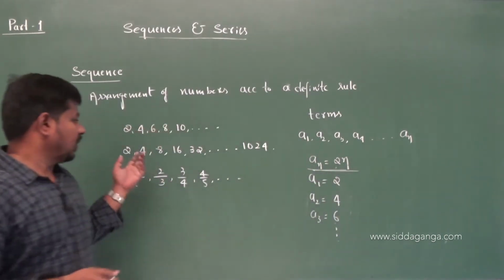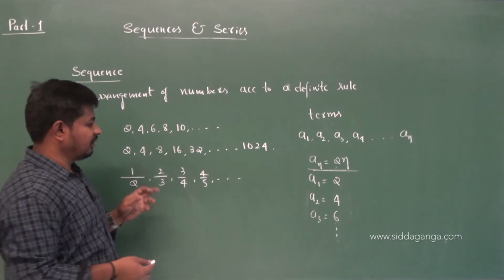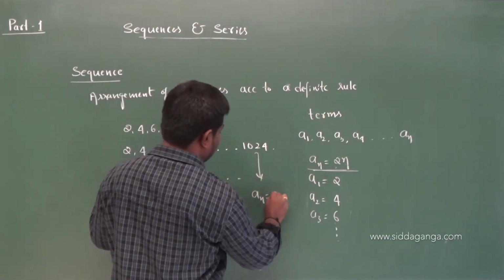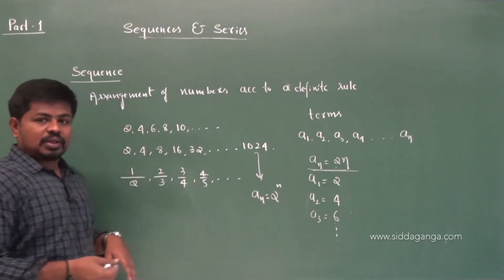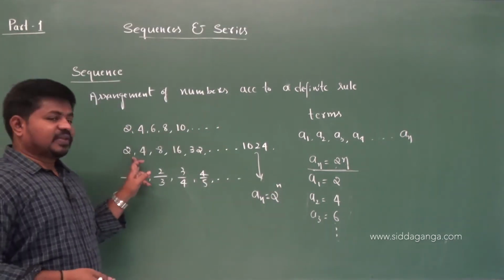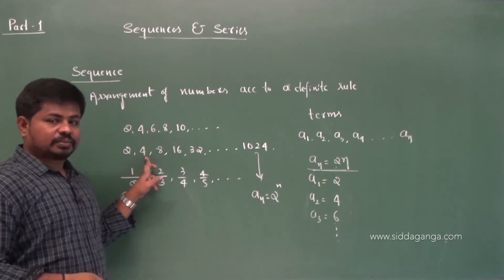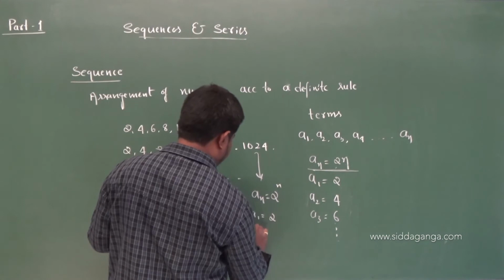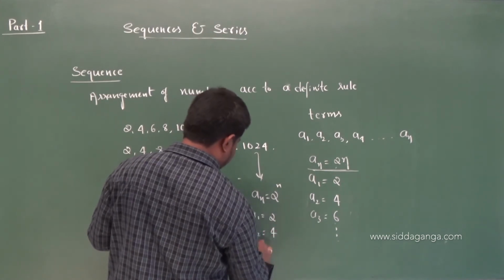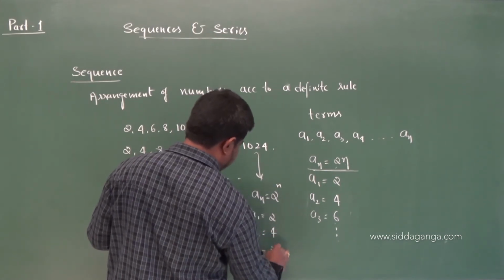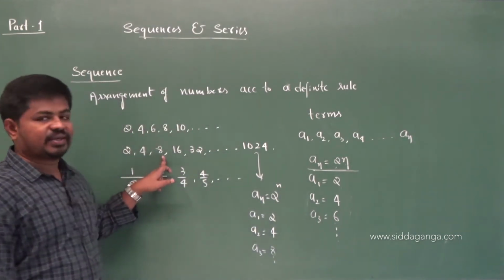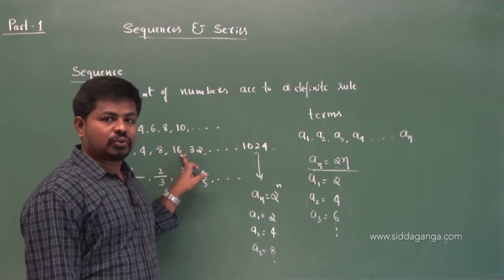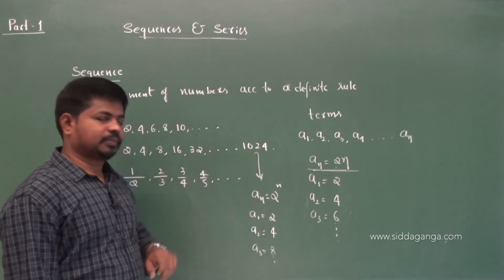In the same way, come to the second sequence. Here the nth term is 2 power of n, right? Because 2 power 1 gives the first term, 2 power of 2 gives the second term. So a1 is 2, a2 is 4, a3 is 8, that is 2 cube. 2 cube is 2 into 2 into 2, 2 multiplied 3 times, you get 8. 2 power of 4, 2 multiplied 4 times, you get 16 and so on.